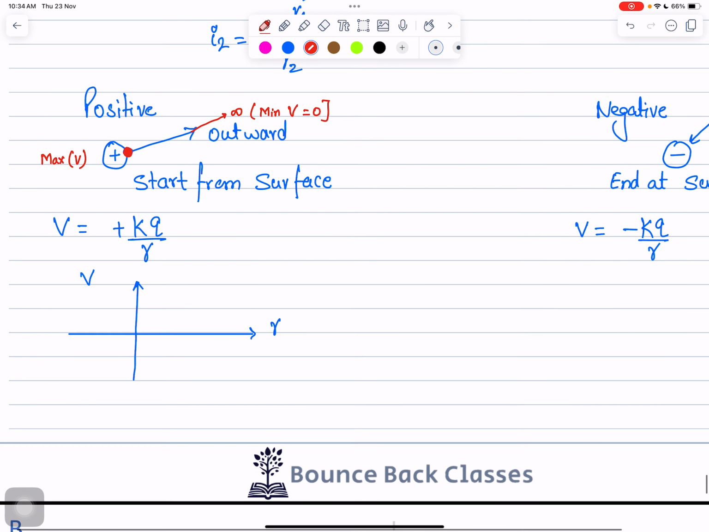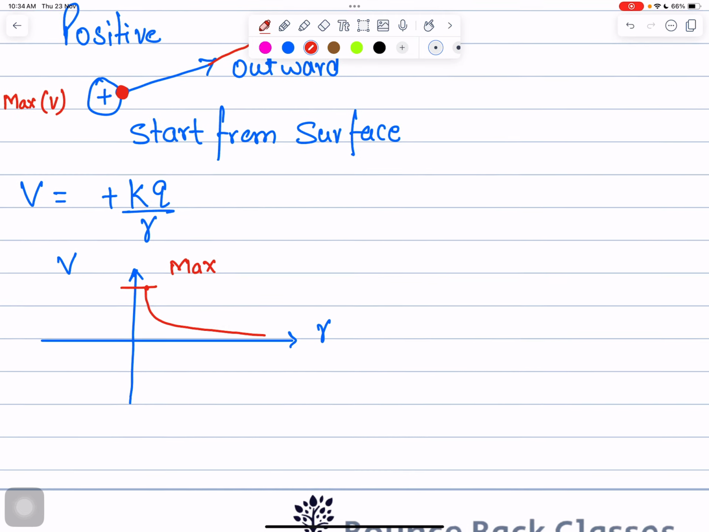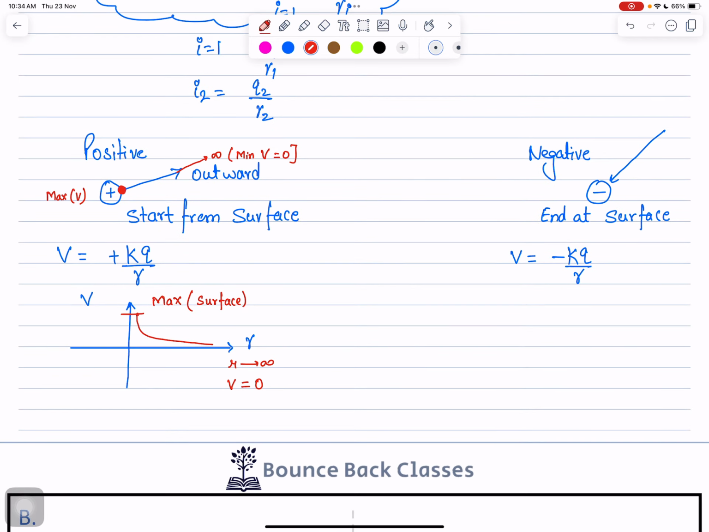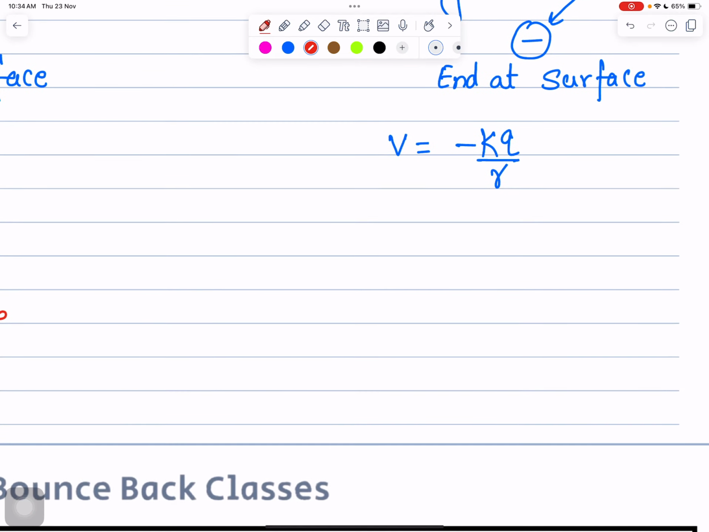Now see from the graph also. The graph starts from here, the maximum value, and keeps going down, down, down, up to 0. Again, where is the maximum value? Surface. When R tends to infinity, meaning reaching towards infinity, potential will become 0. Fine? Okay, second case.